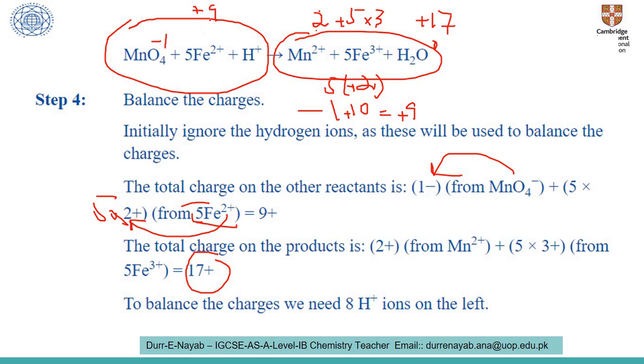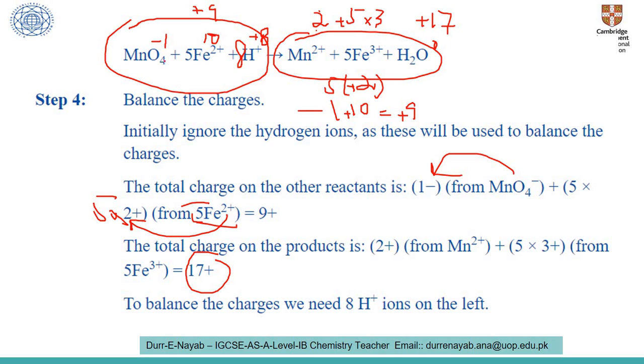This gives you an idea: the reactant side is deficient by how much? 9, 10, 11, 12, 13, 14, 15, 16, 17. This means I need 8 more charges on this side to balance it. So what I will do is put 8 over here. Now you can do -1, this is +10, and this will be +8.